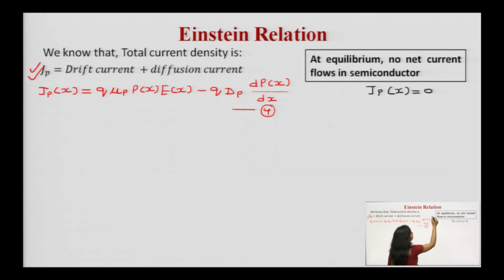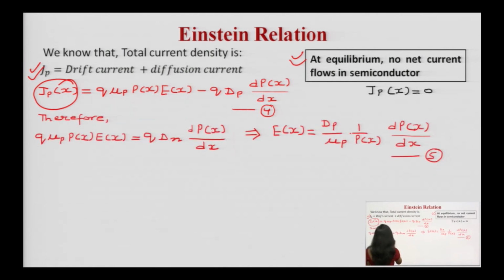At equilibrium, you must remember that no net current flows in the semiconductor. At the equilibrium condition, no current flows. It means Jp will be 0. So let us assume this particular case, the case of equilibrium, if this is the situation, and if Jp is equal to 0, then let us substitute in this equation number 4. So this particular term will be 0. What are you getting over here? This term is equal to this term.